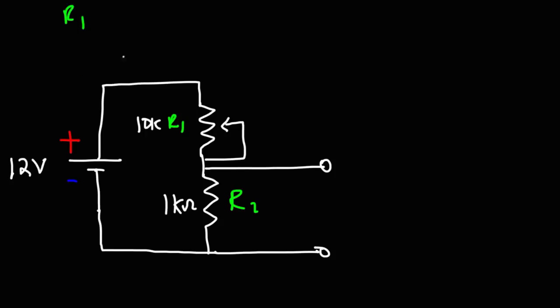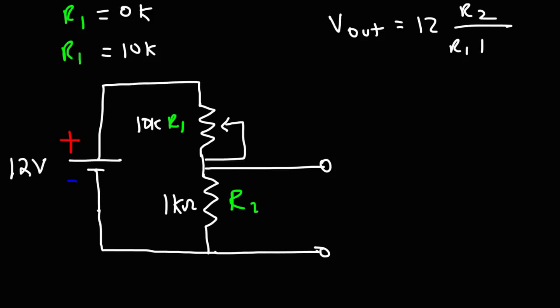R1 can vary between 0K and 10K. So let's calculate the output voltage when R1 is set to 0K. We know the output voltage is going to be the input voltage, which is 12, times R2 over R1 plus R2. So when R1 is 0K, you can just eliminate R1 out of the equation. It's going to be R2 over R2, which cancels to 1. So the output voltage will be 12 volts.